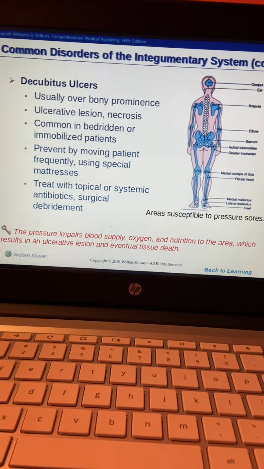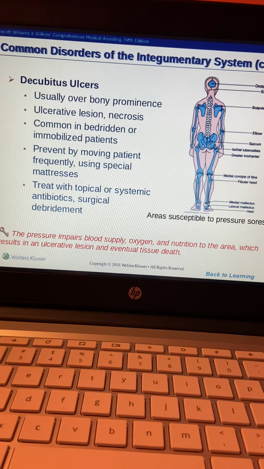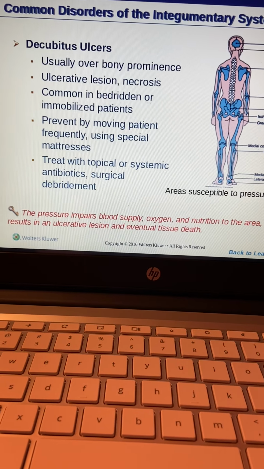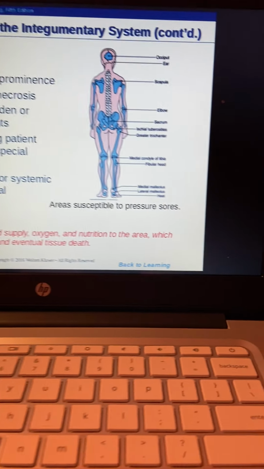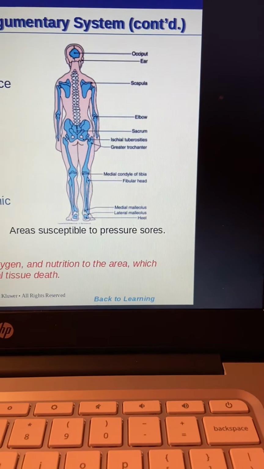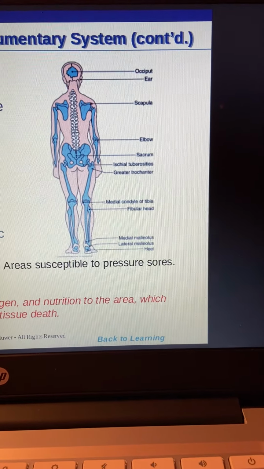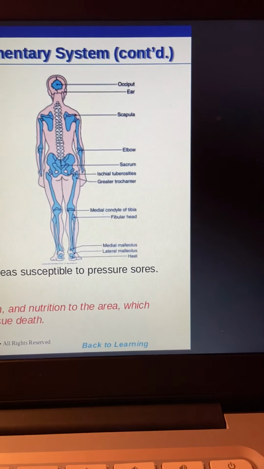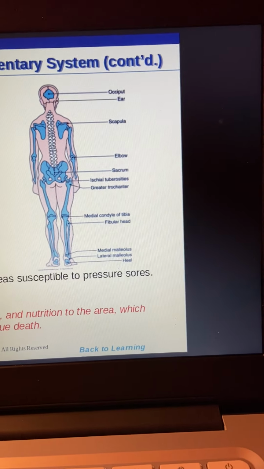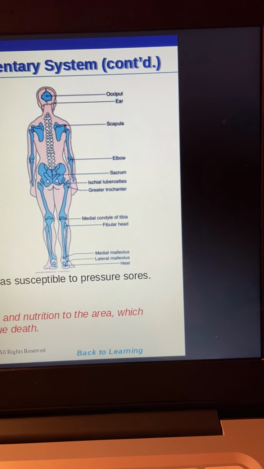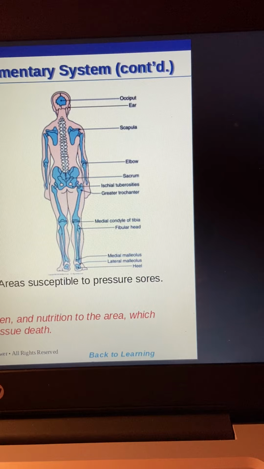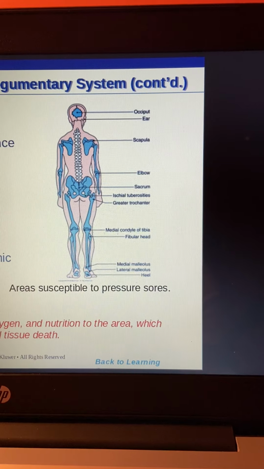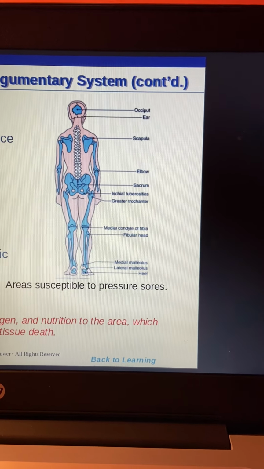You treat with the topical or systemic antibiotics, and then possibly, if they're bad enough, they may have to have some surgical debridement. So some of your areas that are susceptible to your pressure ulcers, and when they were talking about your bony prominences, were your occipital bones, ears, scapula, elbows, sacrum, your ischial tuberosity sites, your greater trochanter, the medial condyle of tibia, the fibular head, medial malleolus, lateral malleolus, and then the heels.